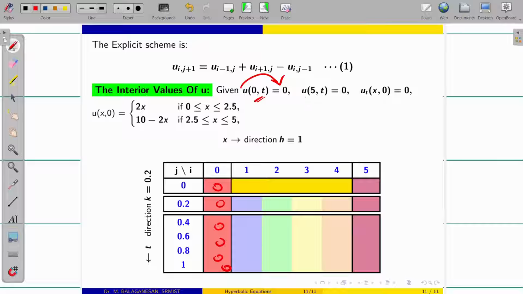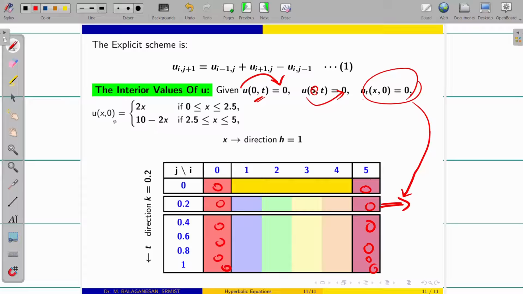What is the next one? U value is 0 at x equal to 5. So 0, 0, 0, 0, 0, 0. What is the next one? This one you can do for the first time step. For this step only you can do this, not in this place. Another boundary condition will be there: x comma 0, that will satisfy this one. X comma 0, t value 0, the t value 0 position is this.